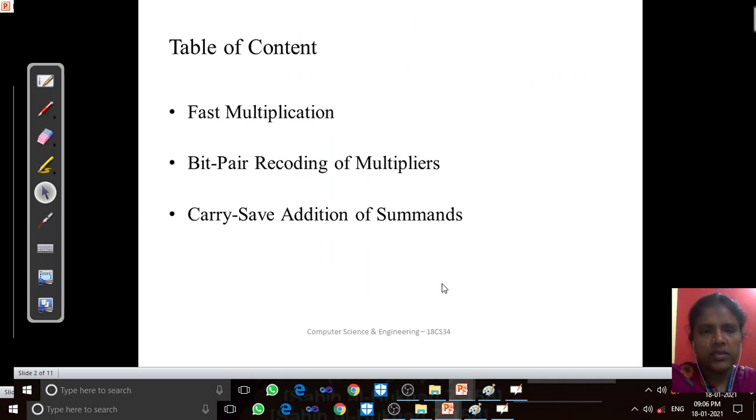Here is the table of contents. We are going to discuss fast multiplication, bit pair recoding of multipliers, and carry save addition of summands.